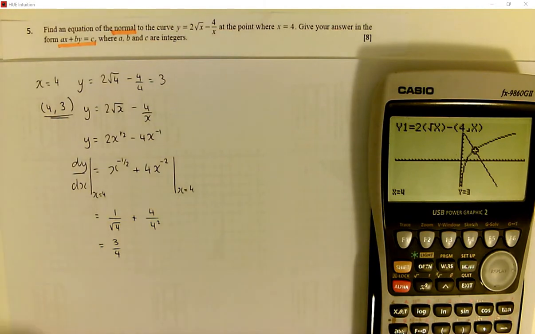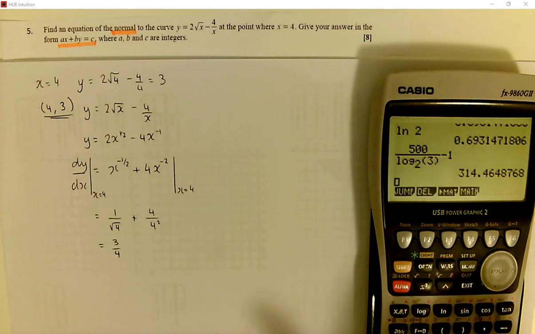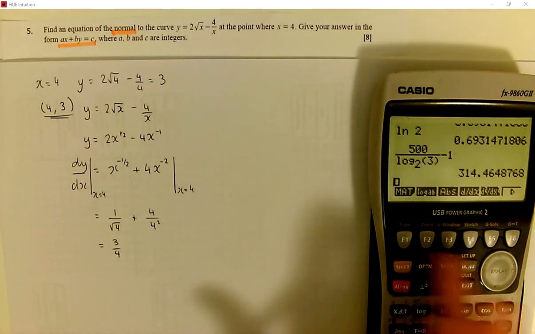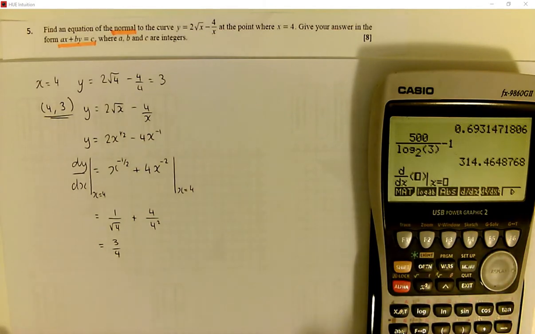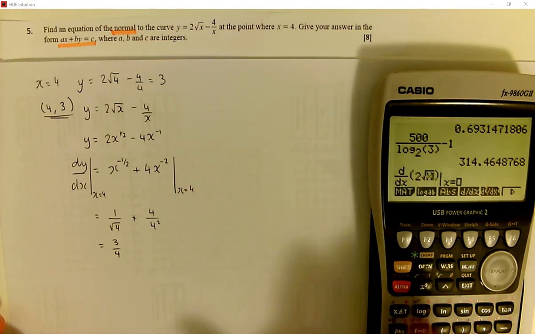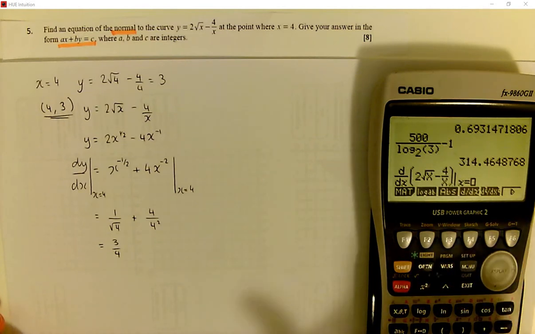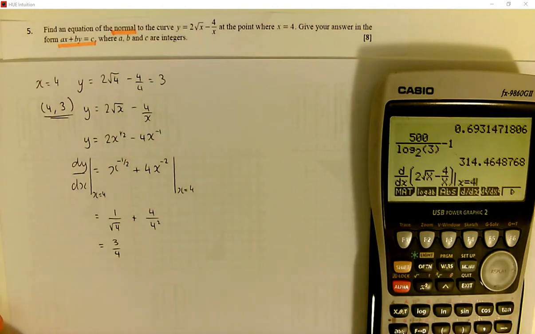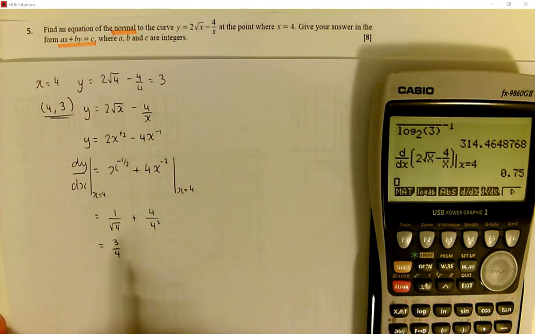Now, if you want to find out what the gradient is at a point, remember on your calculator in run mode, okay, you can press math, and then it's d by dx, and then you can type everything in. So we originally had 2 root x, okay, minus 4 over x, alright, and we want to find it out when x is 4. It's often a good idea to check you've got the answer right. Okay, so we have. Good news.